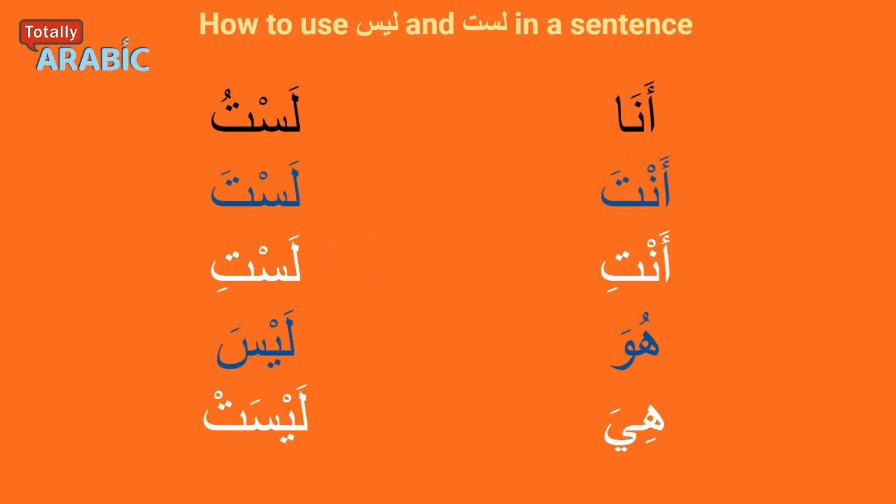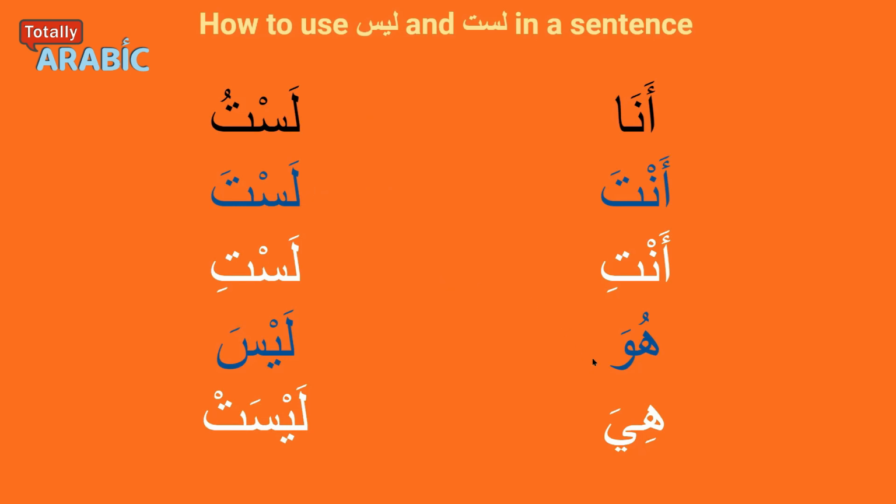And here is a summary. Ana applies to both a male and a female when they are talking about themselves in the singular. Ana lestu. Anta, when I'm talking to a male, singular, أنت. I should say أنت لست. You are not. أنت, when I'm talking to a female, means you are talking to a female, singular. If I say أنت لست, you are not.